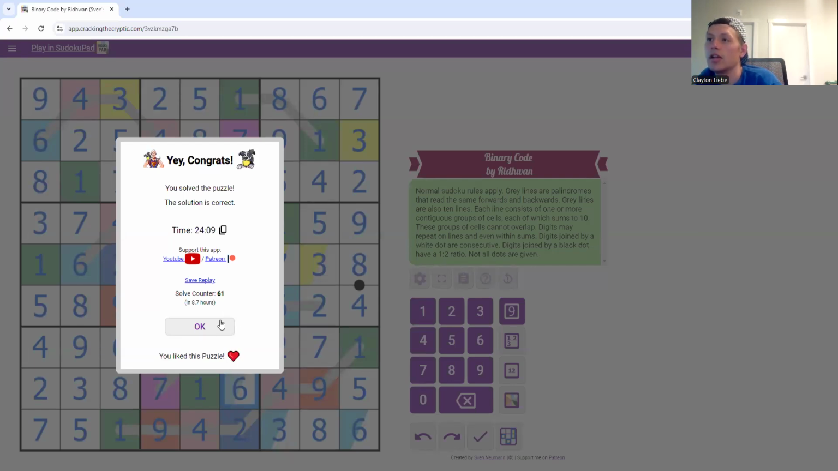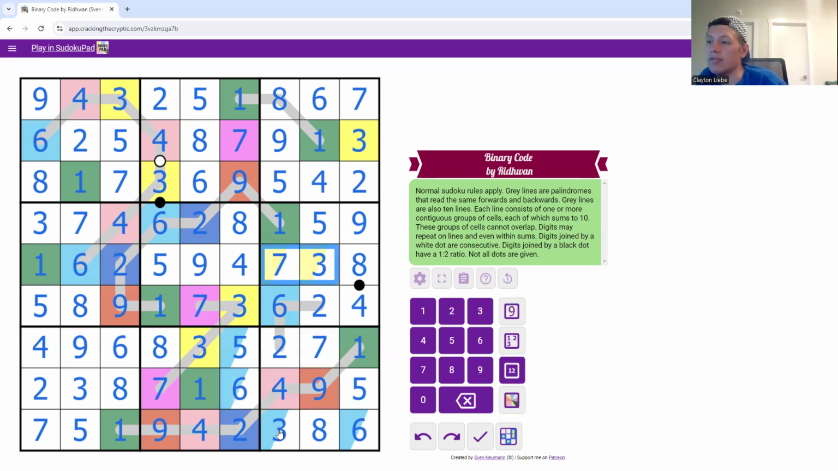I did like this puzzle. Very fun puzzle. I'm going to just get rid of all the incomplete coloring that we don't need. I know. Yeah. Really fun. That was a really fun puzzle.